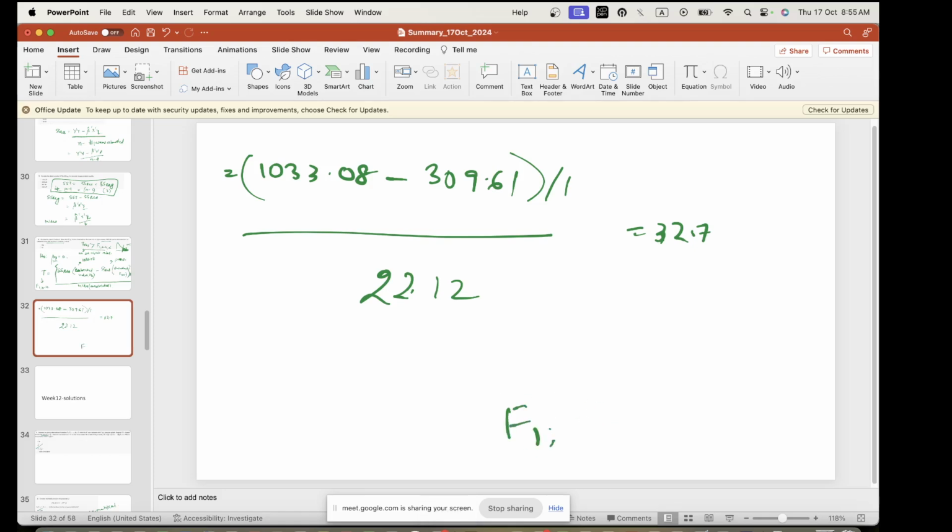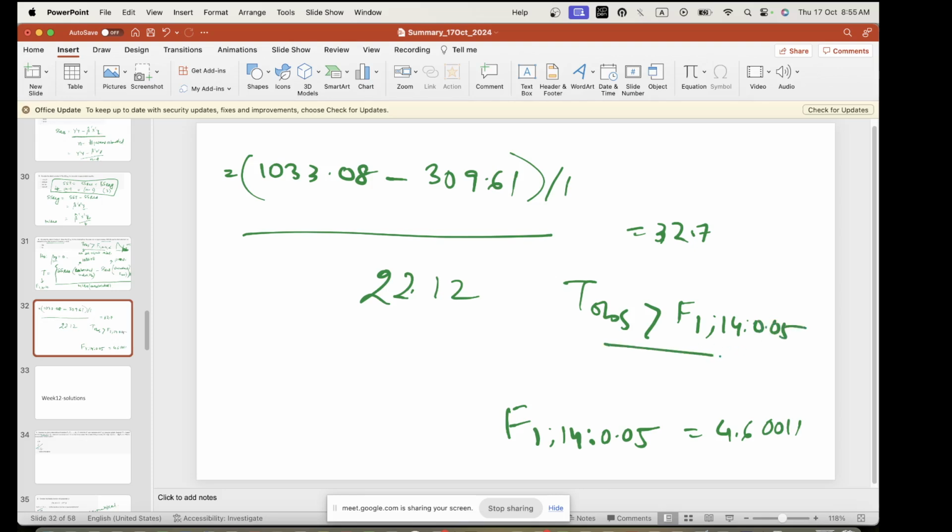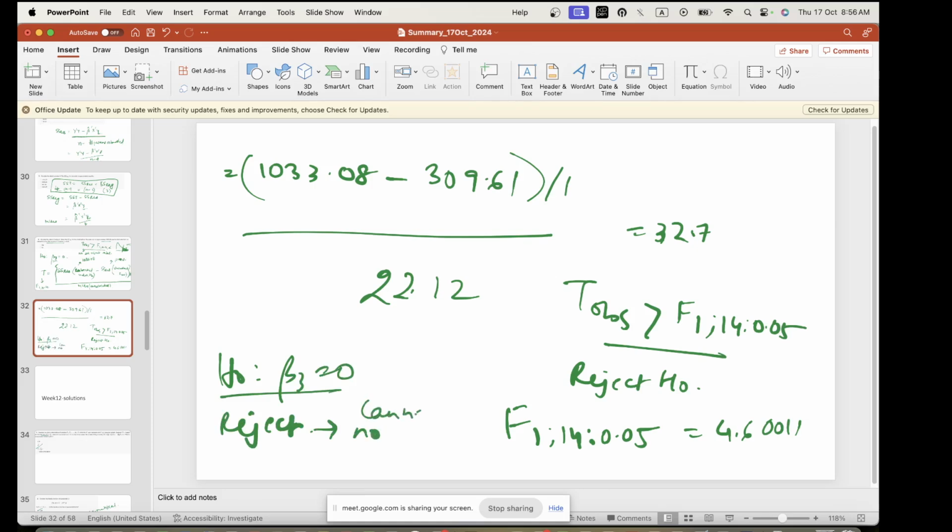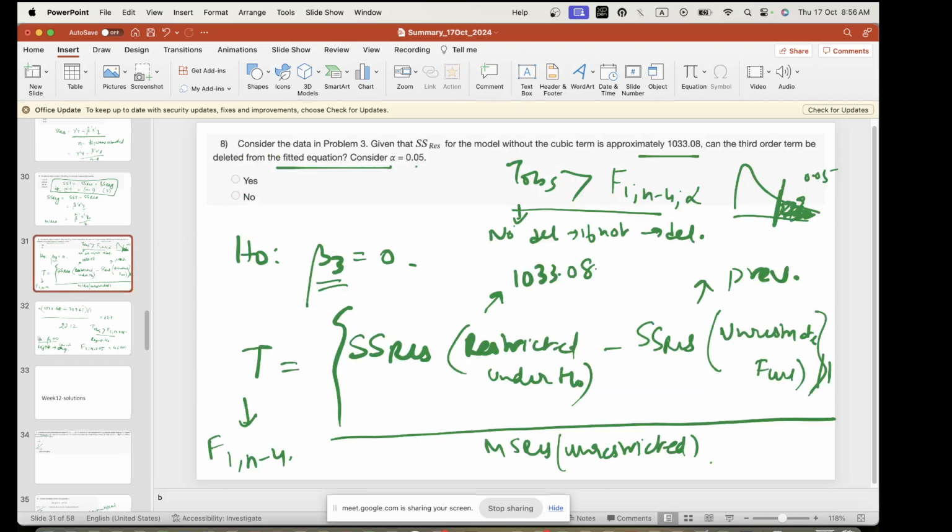So F 1,14, 0.05 is actually equal to 4.60011, and since this F observed is greater than F 1,14, 0.05, hence we reject H naught. What was H naught? H naught was beta 3 equal to 0, and we are rejecting it. That means that we cannot drop it, and that's the answer. Can the third order term be deleted? The answer is no.